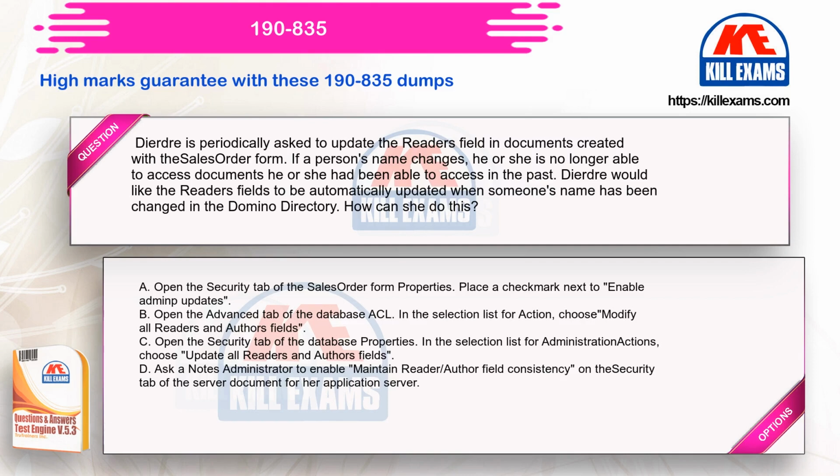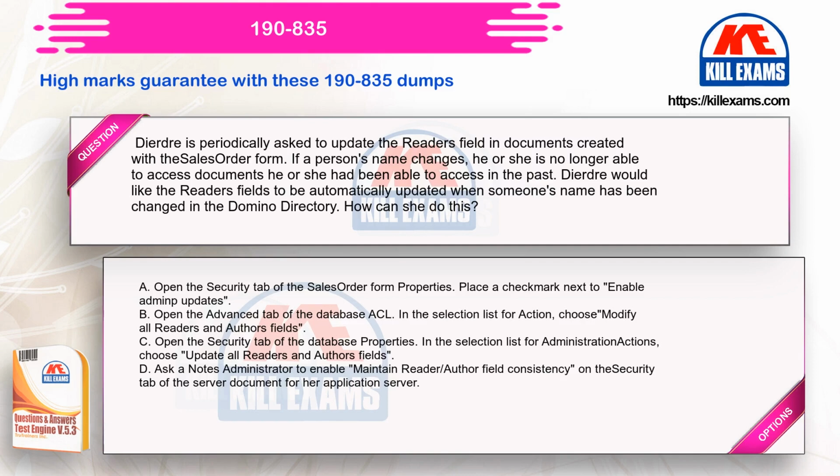Option A. Open the Security tab of the Sales Order Form properties. Place a check mark next to Enable Admin Updates. Option B. Open the Advanced tab of the Database ACL. In the selection list for action, choose Modify All Readers and Authors fields.